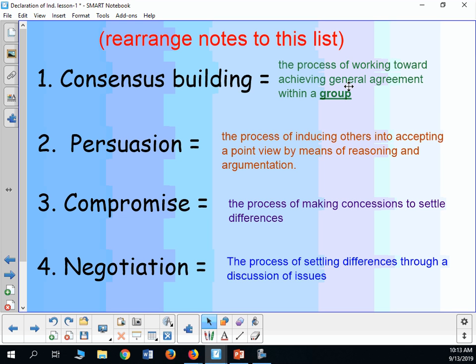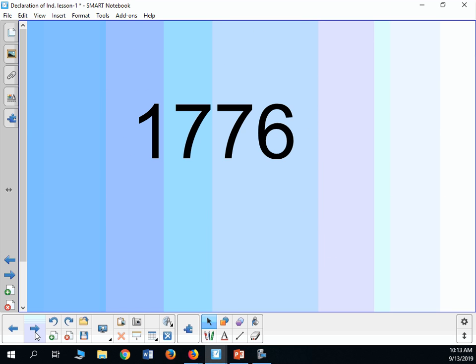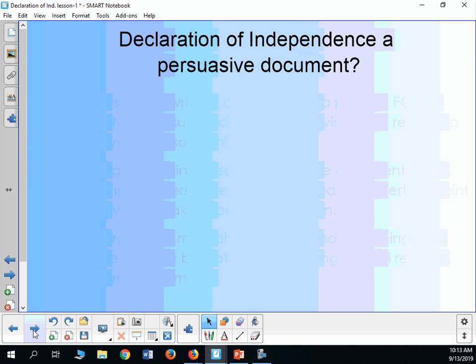All right, finally, this is a group situation. Consensus building is all about getting a group to work towards achieving a general agreement. And that in particular is what we're going to be looking at with the movie 1776, as the people who supported the declaration work to convince the rest of the group to support as well. So you watch the movie, okay?